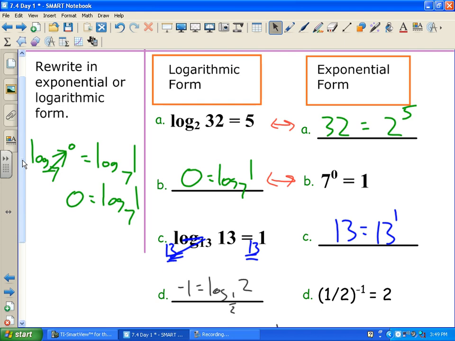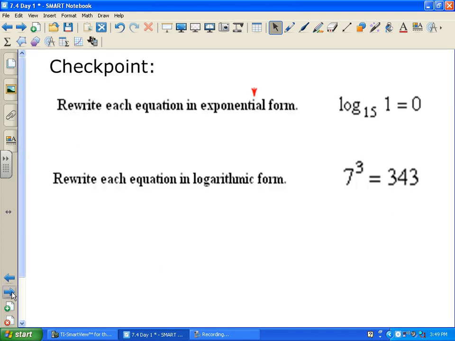Next up, checkpoint. Pause the video and do those two real quick. Change the first one from log to exponential form. Change the second one from exponential form into logarithmic form. Pause the video, get them done on your green sheet, and unpause when you're ready to move on.